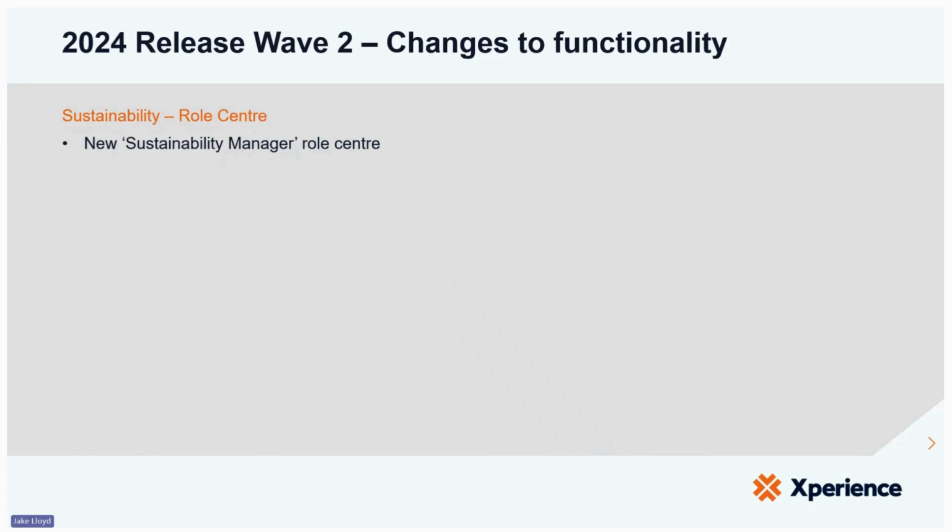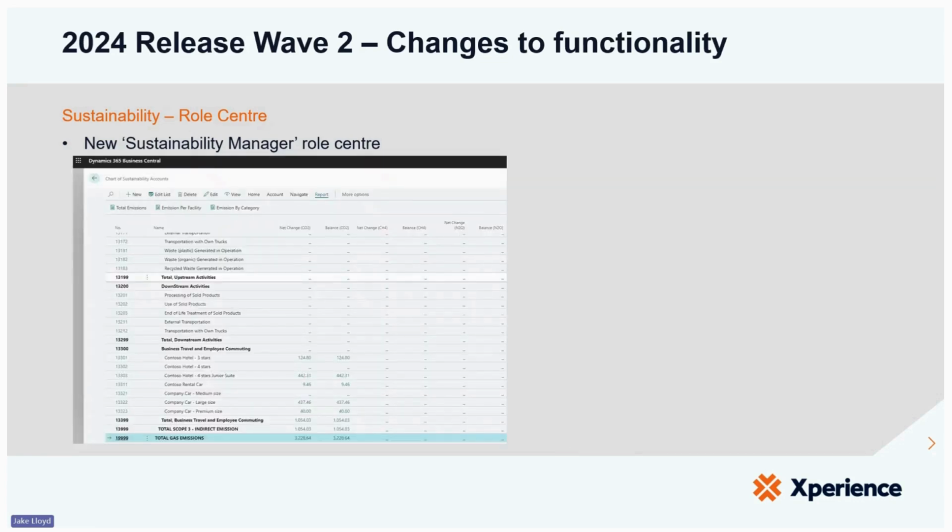The first thing to mention with regards to the sustainability features would be the Sustainability Chart of Accounts. This is really where it all started. This is where you can view your tracked emissions at a glance. This functionality was previously introduced by Microsoft, and that's all it was. It was just a chart of accounts, really, allowing you to track emissions.